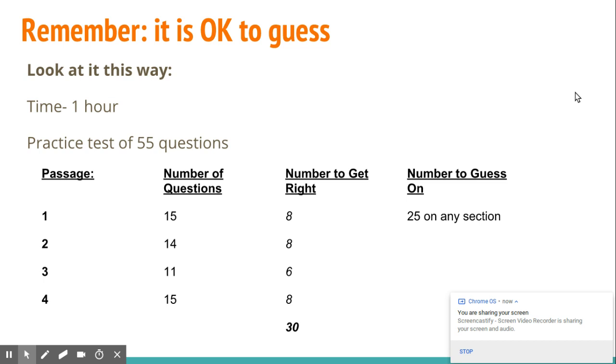So think of it that way. It's okay to guess. Chances are you're going to get some of those questions right. You just really have to make sure that for certain you can get those 30 questions right. You can do that.